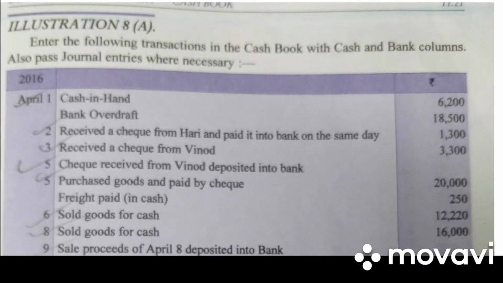Good morning, students. So let's continue with the chapter, that is cash book. Illustration 8. Enter the following transactions in cash book with cash and bank columns. Also pass journal entries when necessary.